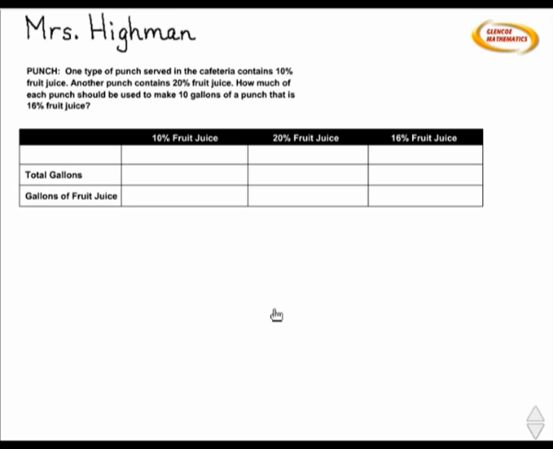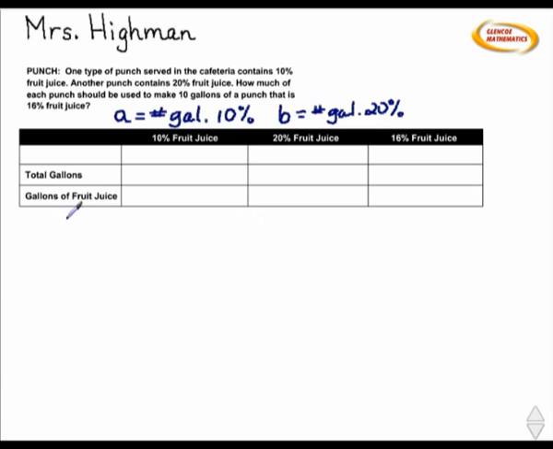Well, we're asked to find how many gallons of each type of punch. So we need two variables. We're going to use A to represent the number of gallons of our 10% fruit juice, and we're going to use B to represent the number of gallons of our 20% fruit juice.